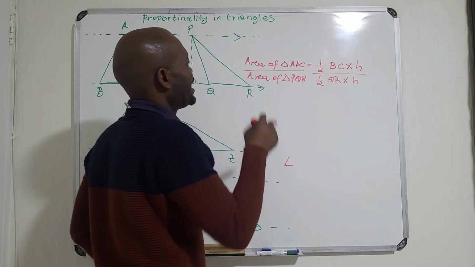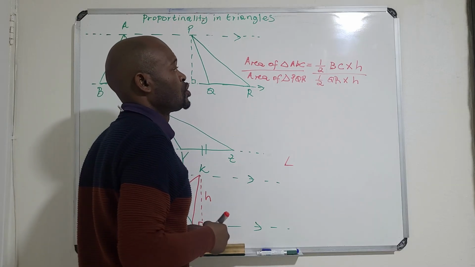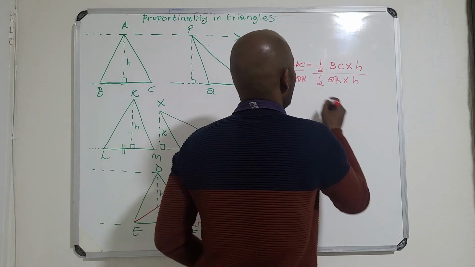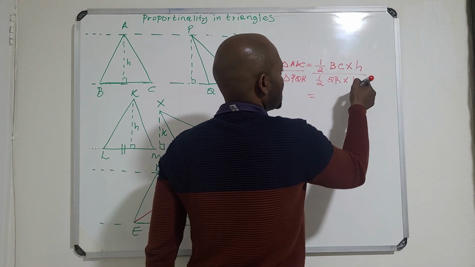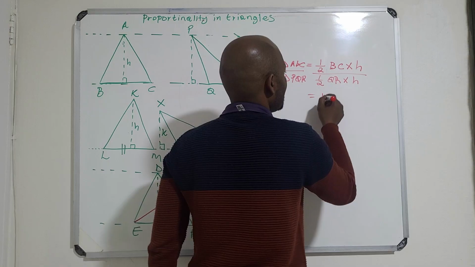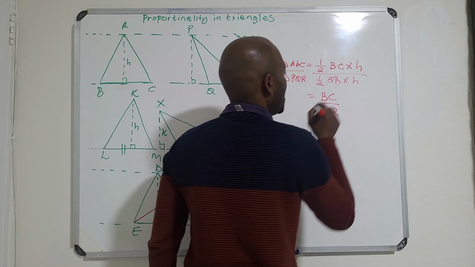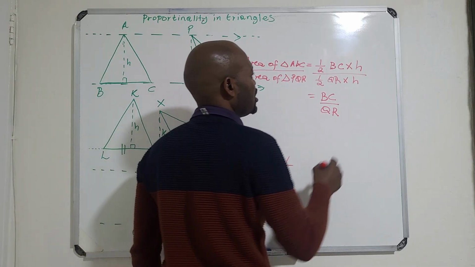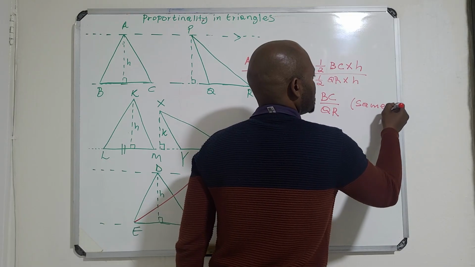So it means that their areas are proportional to the bases. Therefore, this cancels, and we have BC over QR. Why is that? Because they have the same height.